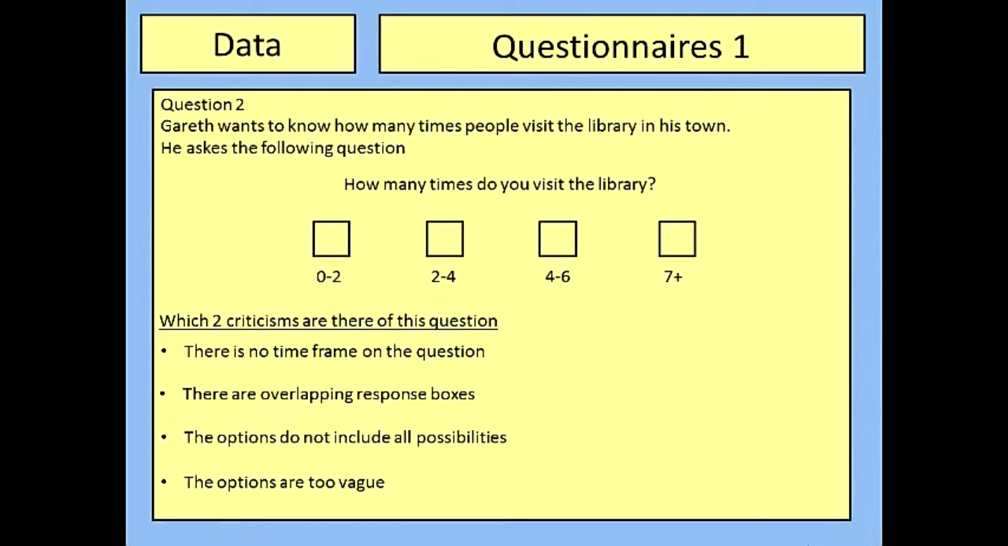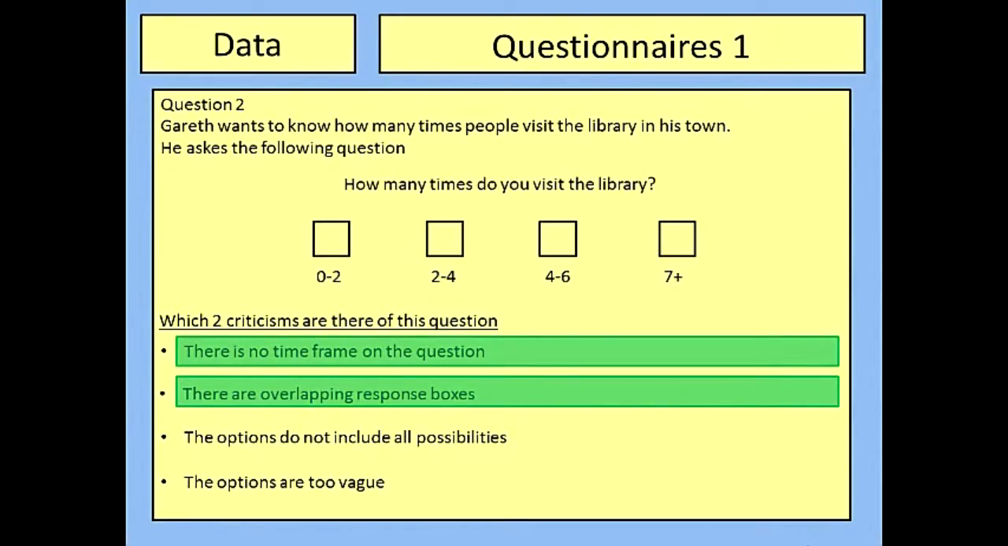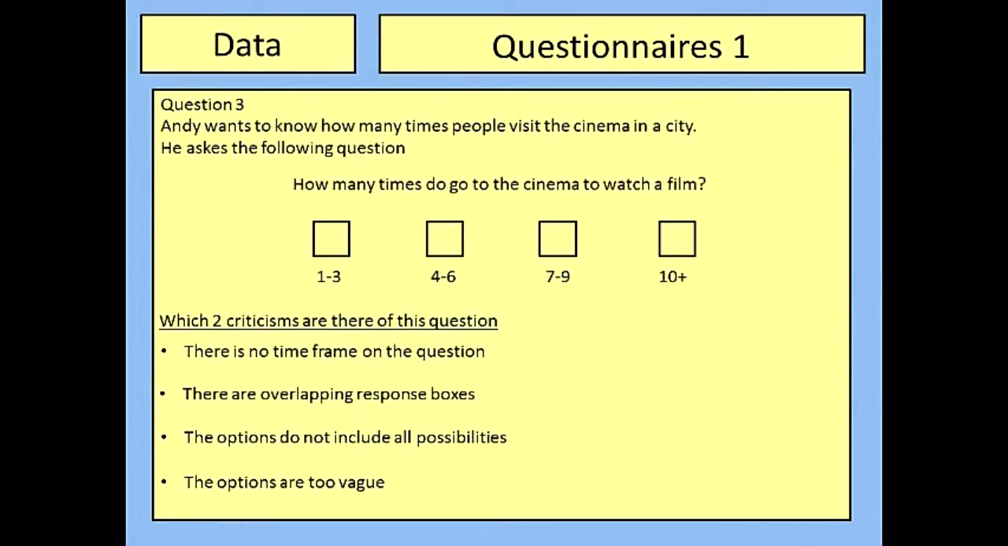Okay, in Gareth's question, a couple of things that he's missing is there's no time frame on the question. How many times do you visit the library in a week, in a month, in a year? And his response boxes overlap again. So for example, if I visited the library 4 times, I don't know which box to tick because 4 appears in 2. Question number 3. Pause the video here, hit play when you're ready to have a go at the answers.